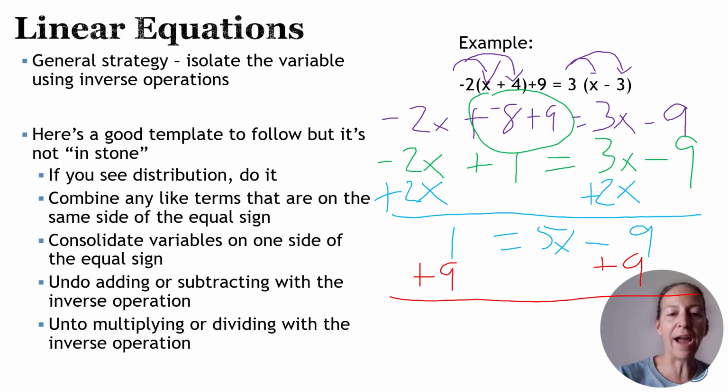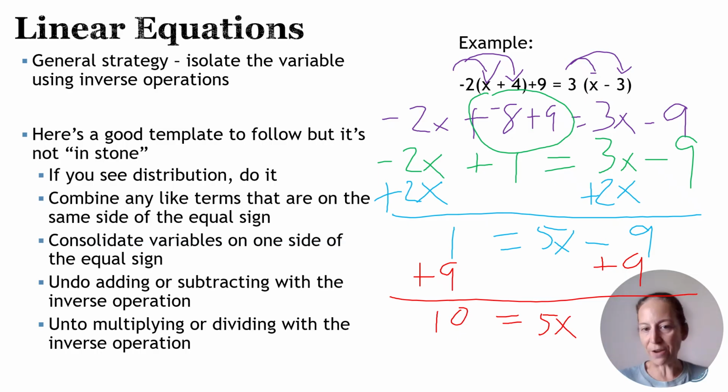On the other side, I have 1 plus 9 is 10. I'm going to bring down the equal sign, and I have the 5X. And again, the negative 9 plus 9 is 0. They add to 0. That is why they are gone.